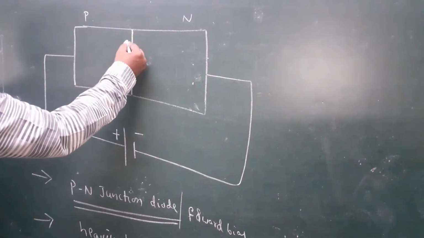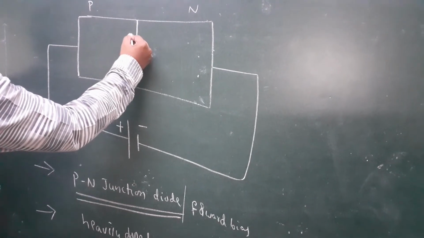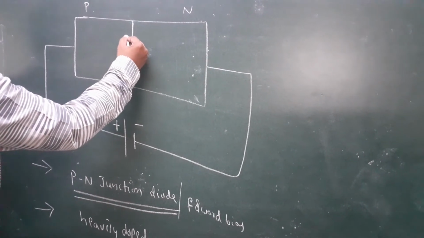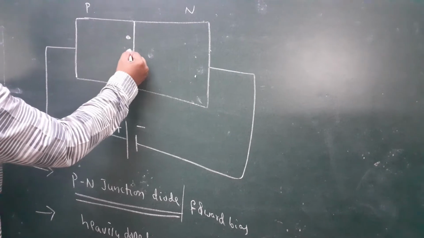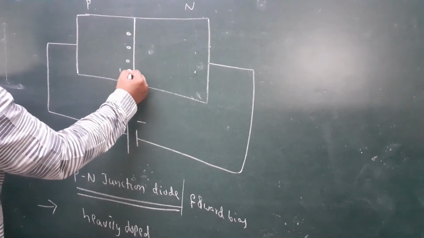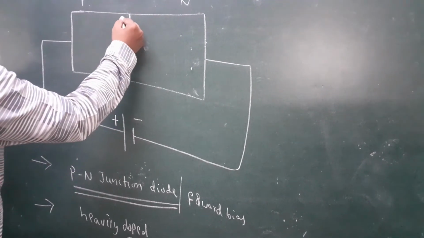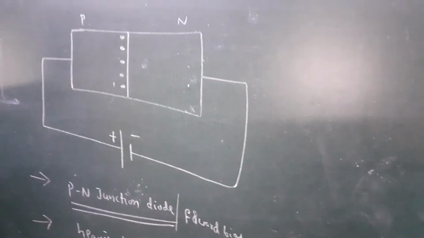In the p-type, what are the minority charge carriers? Electrons. There are so many of them because this is heavily doped.